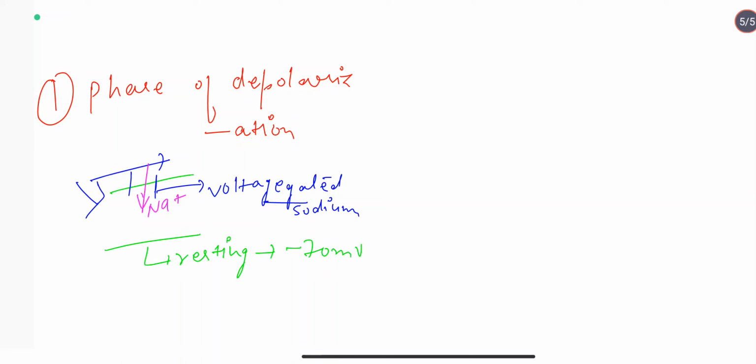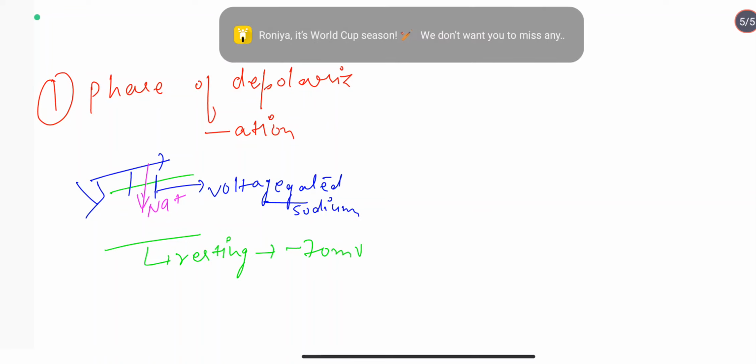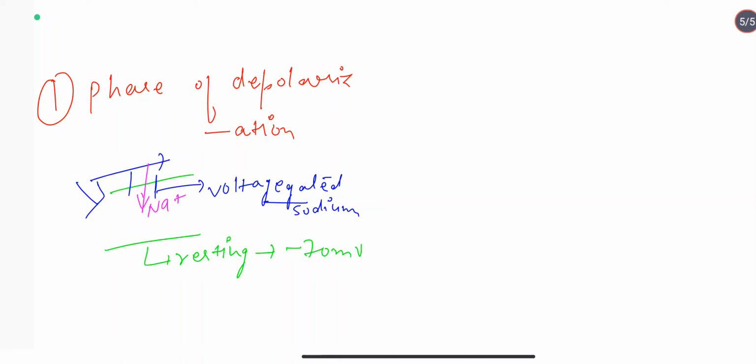Now we have given a stimulus. This stimulus will cause the activation of voltage gated sodium channels present on the cell membrane of this excitable cell, or neuron in our case, and this activation will allow influx of sodium ions inside the cell. Now we are bringing positive charge inside the cell. Listen to me very carefully. We are bringing positive charge inside the cell.